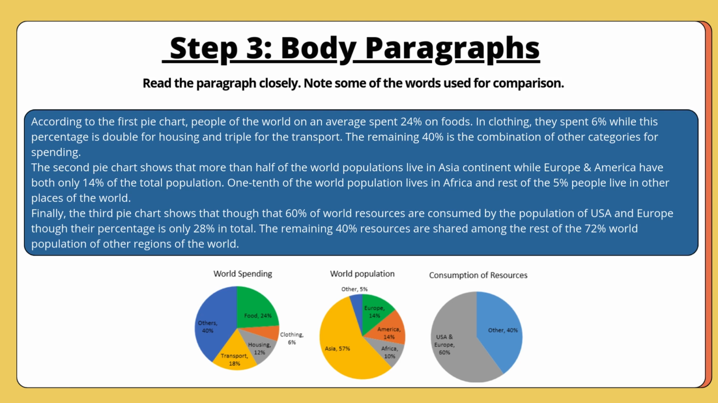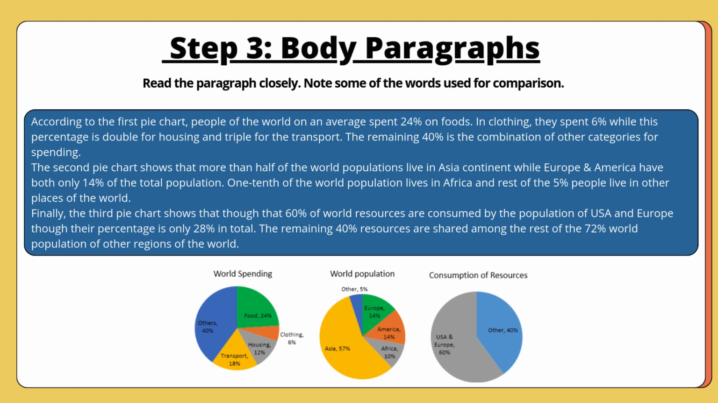If we have a look at the given pie chart, our body paragraphs will look like: according to the first pie chart, people of the world on average spent 24% on food. In clothing, they spent 6%, while this percentage is double for housing and triple for transport. The remaining 40% is the combination of other categories for spending.